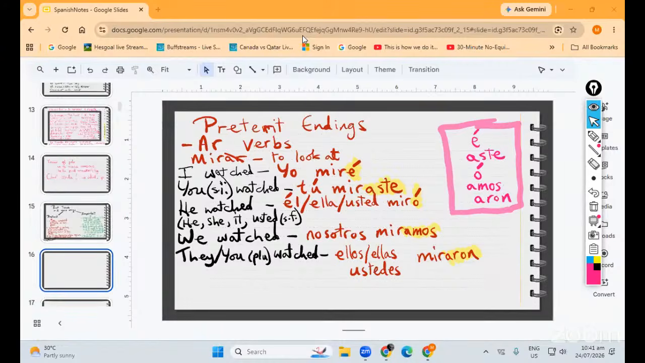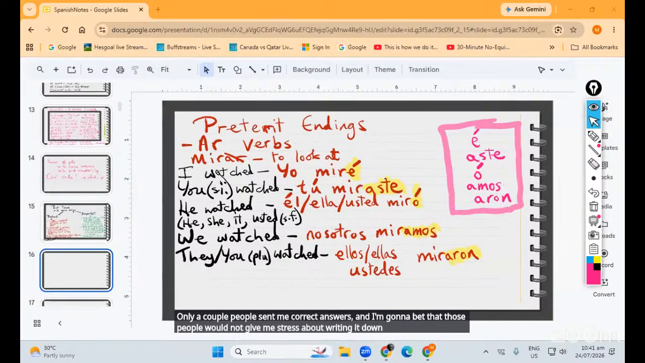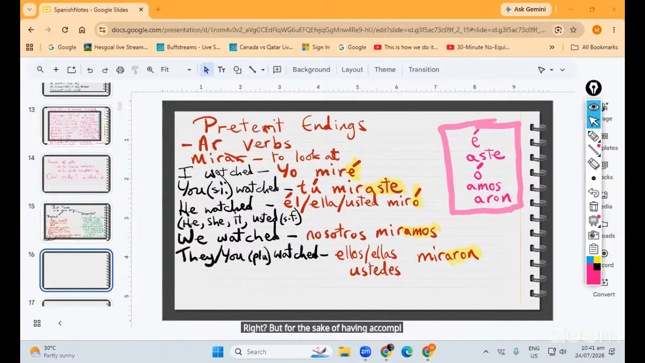Only a couple people sent me correct answers, and I'm going to bet that those people would not give me stress about writing it down, because usually those are the students. So if anybody was going to be excused, it would be them, right? But for the sake of having a complete set of notes, write it down now.